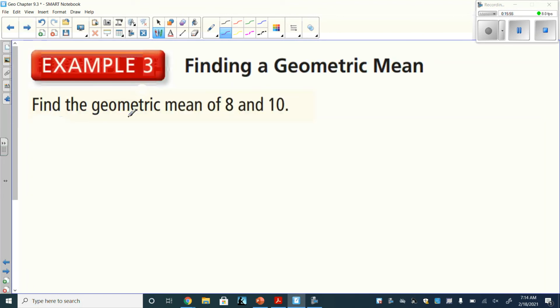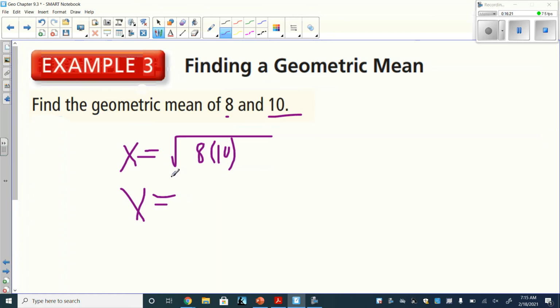Let's look at another one. Find the geometric mean of 8 and 10. So we could go through the same process and do 8 over x is equal to x over 10. Or, because of the theorem that we have, we know that x is equal to the square root of 8 times 10, the square root of a times b.